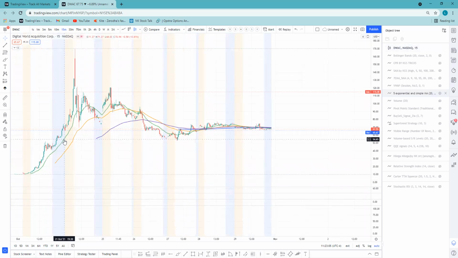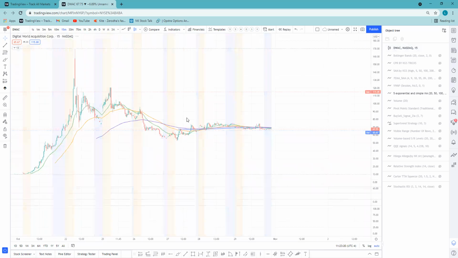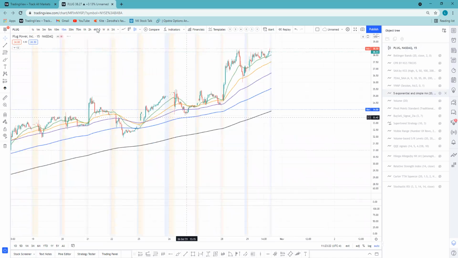And so when you're saying distribution, what are you referring to? Distribution means big monies are getting off that position. Oh, okay. So the big guys, the big sharks, are getting out. Yeah. So okay, if you see here, I'm plug, and a plug is a very good example for distribution, and I will say how.